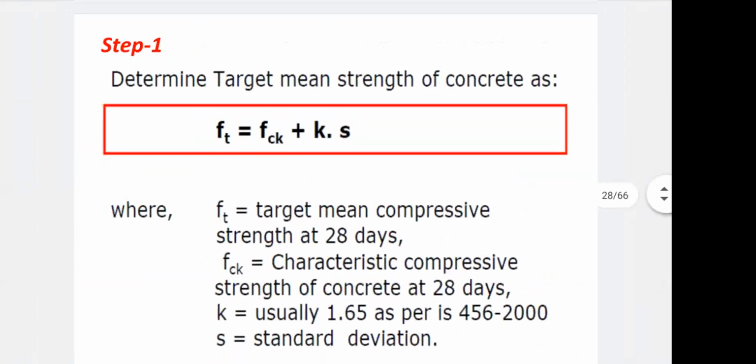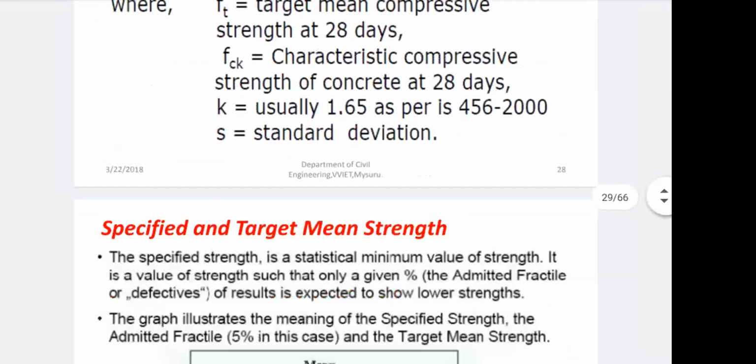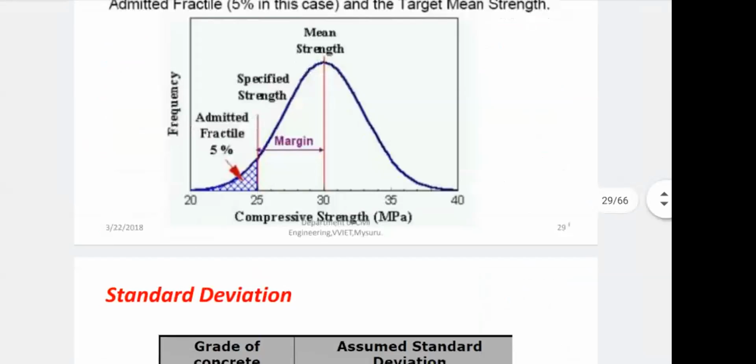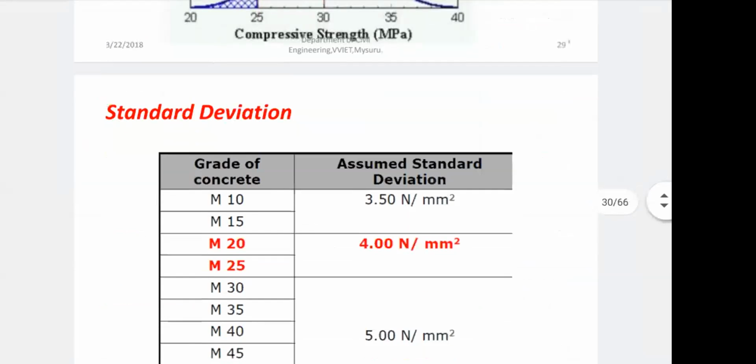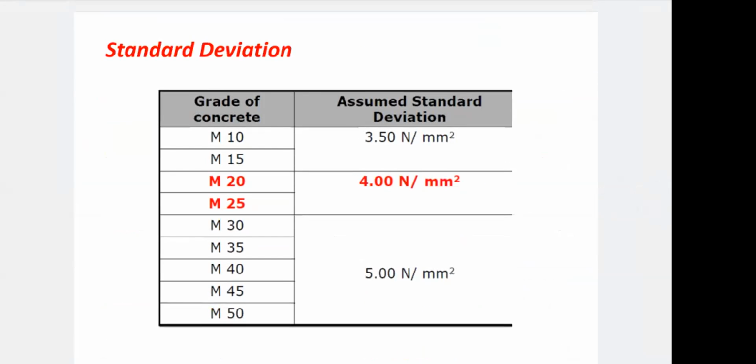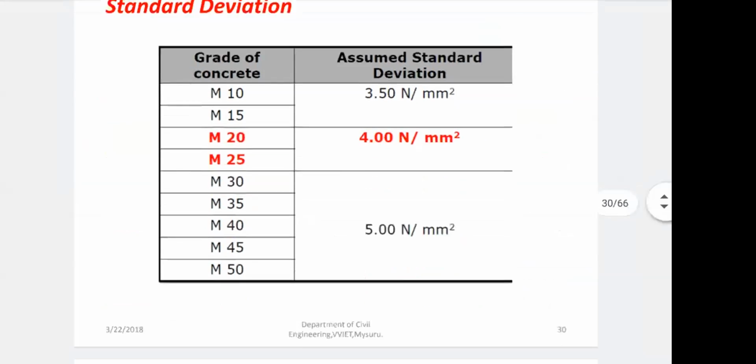So we know the first step is determining the target mean strength of a concrete, having the formula f'ck = fck + k × S, where f'ck is nothing but the target strength, fck is the characteristic strength, k is 1.65 and S is the standard deviation. And we also know that S depends upon the grade of concrete, assuming the standard deviation varies between 3.5 and 5 Newton per mm square.